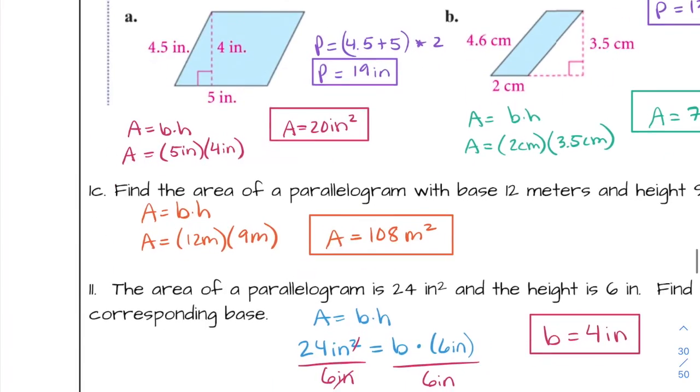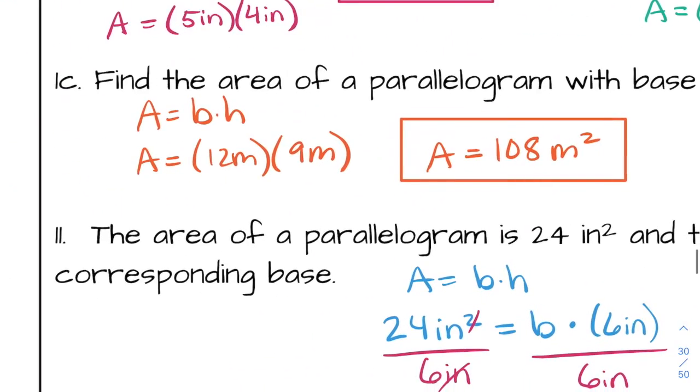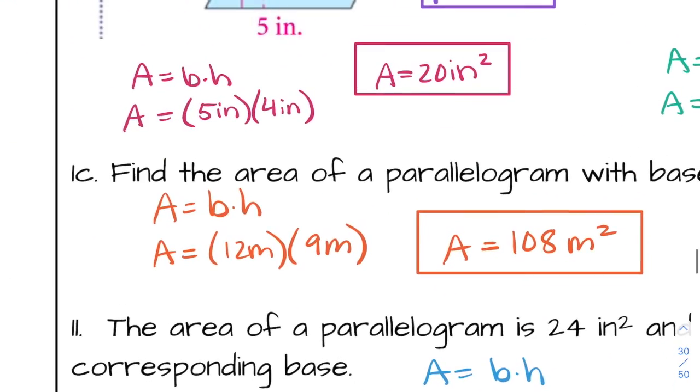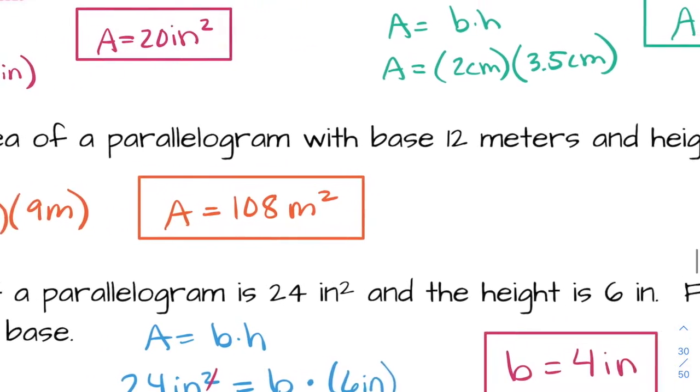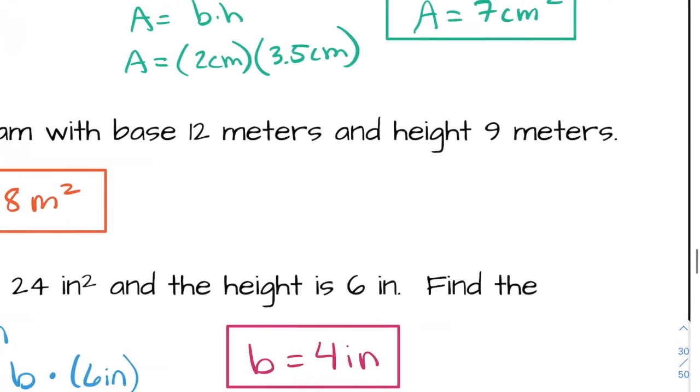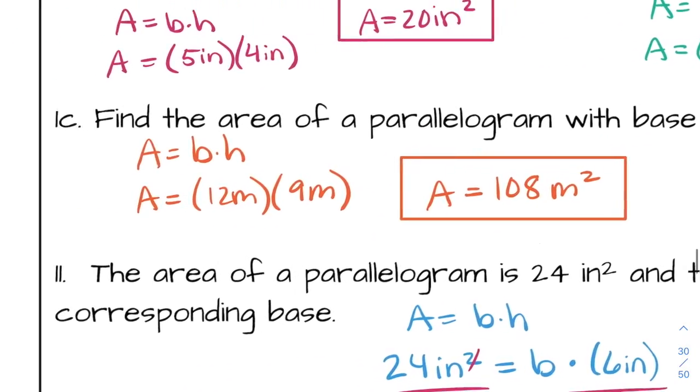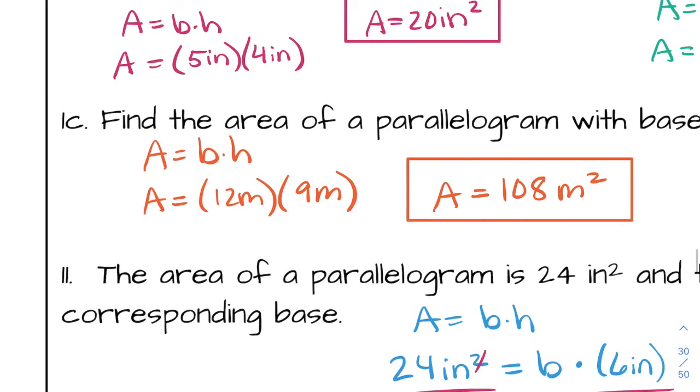Okay. The next question said find the area of a parallelogram with base 12 meters and height 9 meters. They don't give you a diagram, but you don't need one. You just write your equation again, area is base times height, and then you do 12 meters times 9 meters, and you get 108 meters squared.